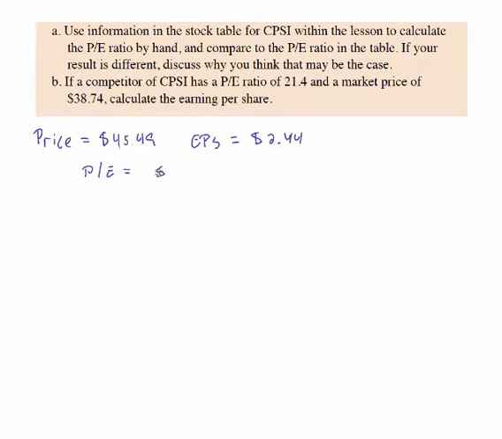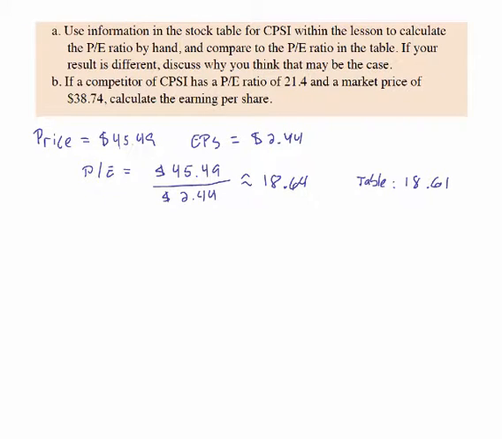PE is literally the ratio of the price, $45.49, to the earnings per share, which is $2.44. And when you do that division, rounded to 2 decimal places, that's 18.64. And if you look up the PE ratio in the CPSI stock table, you'll find that it is 18.61. So there is a slight discrepancy there. The question is, discuss why you think that may be the case.